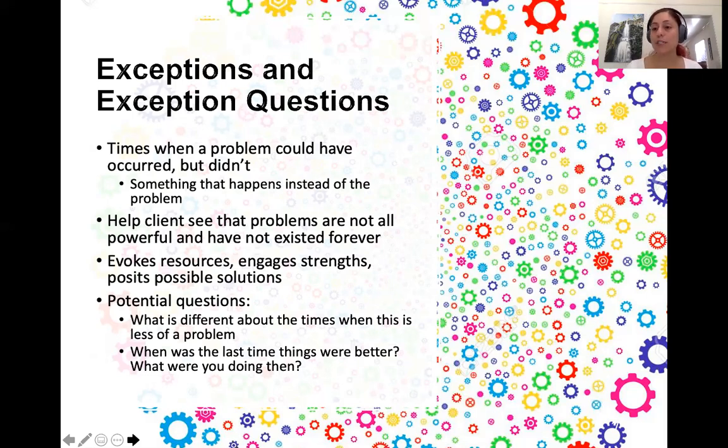So exception questions then help clients to see that problems are not all powerful and they have not existed forever. There have been exceptions when the problem did not exist, okay, or the problem was dealt with through a solution.